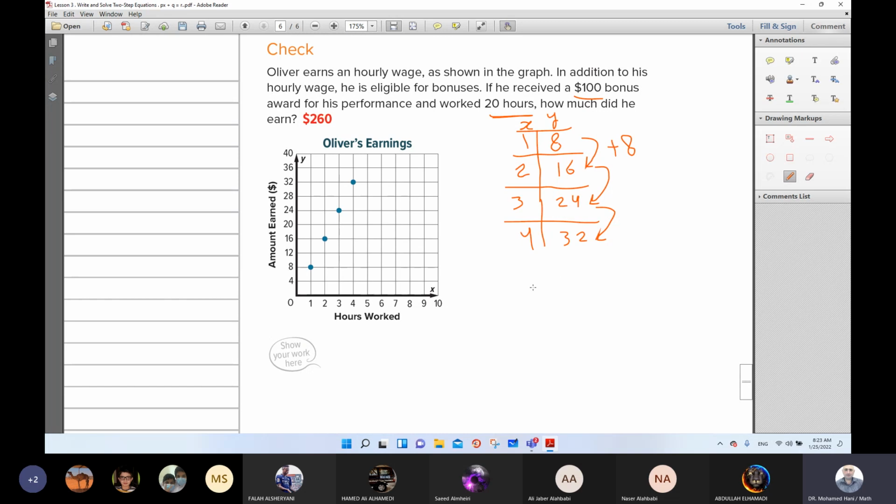So we want to write the equation. Who can tell me here what is the equation in this problem? Who can tell me what is the variable, what is the missing value here?